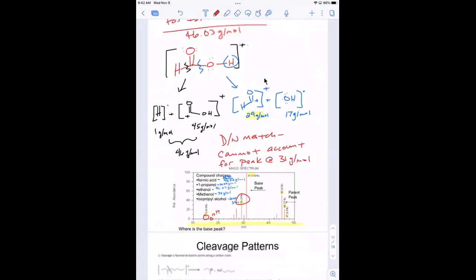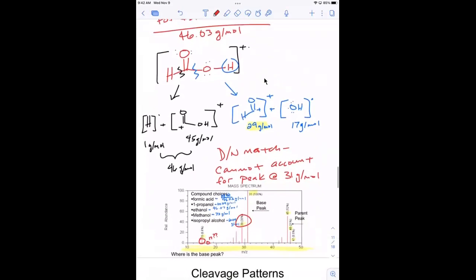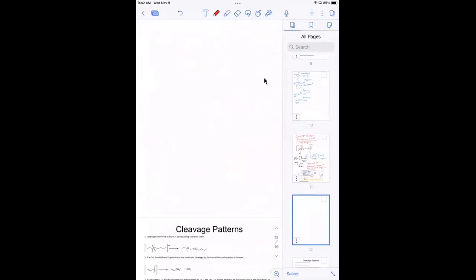Right, so if I can't account for that, then I can't say that this is the spectrum for formic acid. Now let's do the same thing for the other molecule, which is ethanol.